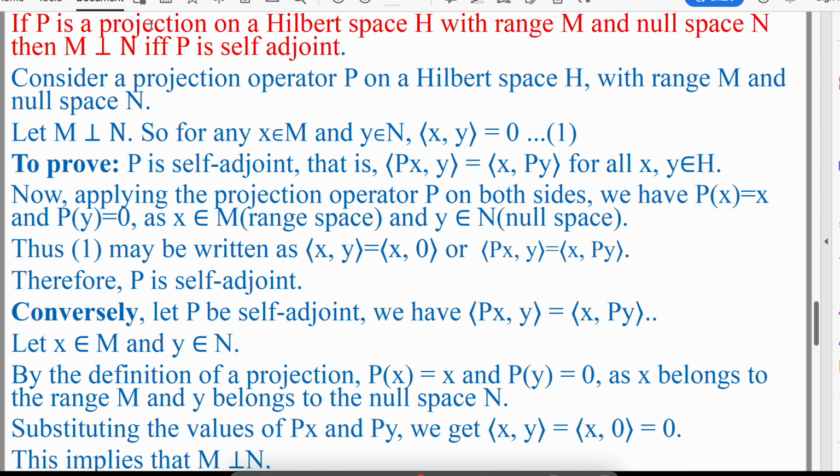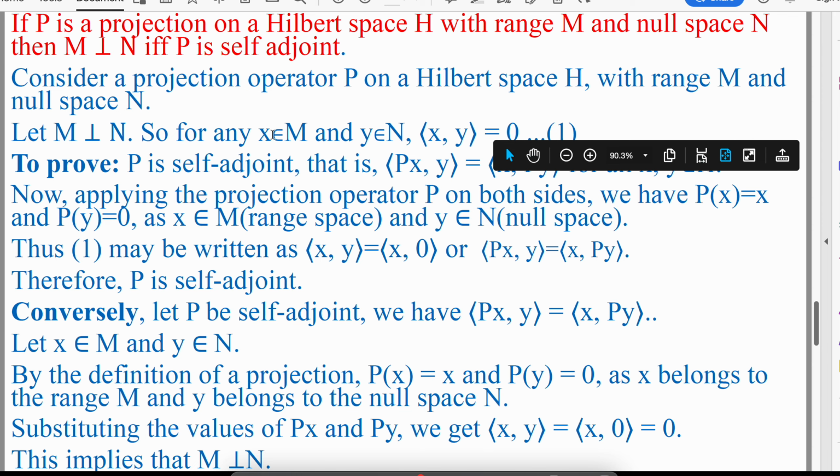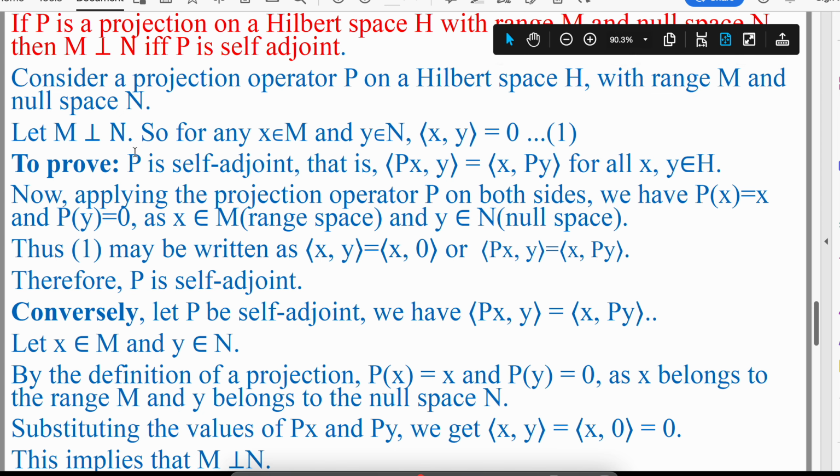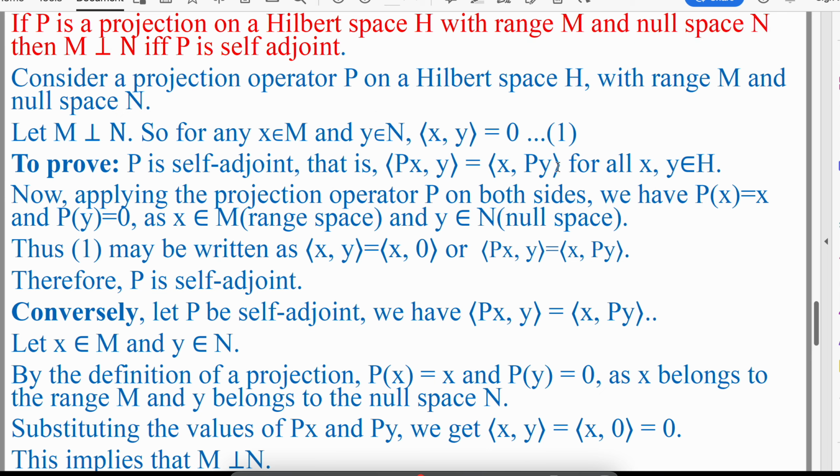So for any x belonging to M and y belonging to N, the inner product of x with y is equal to 0 because M is orthogonal to N. This is by the definition of orthogonality, because if x belongs to M and y belongs to N, and M and N are orthogonal, then the inner product of x with y is equal to 0. Now we will show that P is self-adjoint. P is self-adjoint means P star equals P, or we can prove the inner product of Px with y is equal to the inner product of x with Py. This is by the definition of self-adjoint.